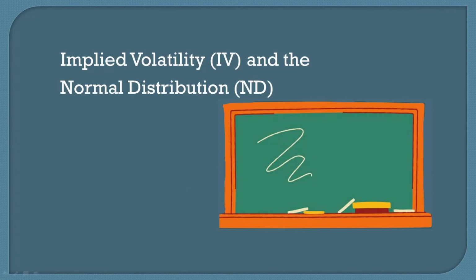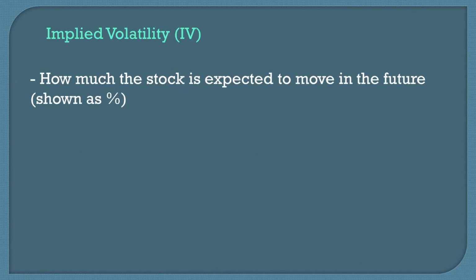Hi guys, today we are going to talk about implied volatility, what it means and how we can use it. I covered implied volatility briefly in the past, but I'm going to go more in depth on this topic today. To start, implied volatility can be thought of as how much a stock is expected to move in the future, and IV is shown as a percentage.